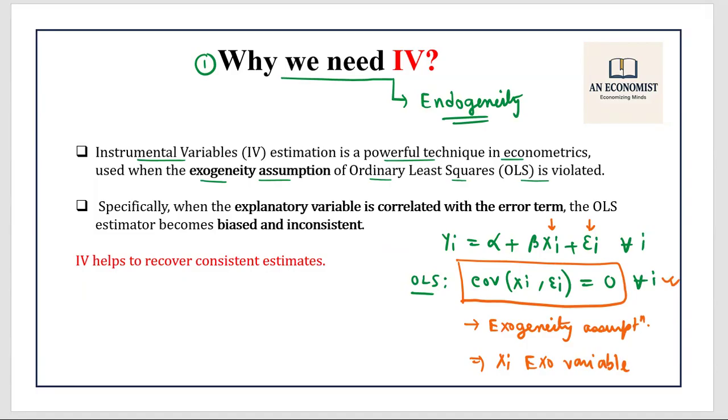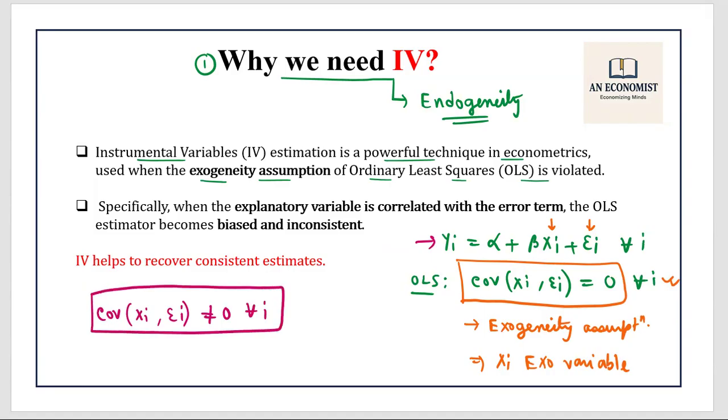Now, what happens if this assumption fails? Suppose for a regression model like this, the covariance of x_i and epsilon_i gets correlated with each other. If this kind of correlation arises, then we are violating the exogeneity assumption, right? If this kind of correlation exists between the explanatory variable and the error term, then we are explicitly violating the exogeneity assumption, which is a necessary assumption for the ordinary least squares method to be efficient. But if the exogeneity assumption gets violated, then the problem of endogeneity arises. This is the condition for endogeneity.